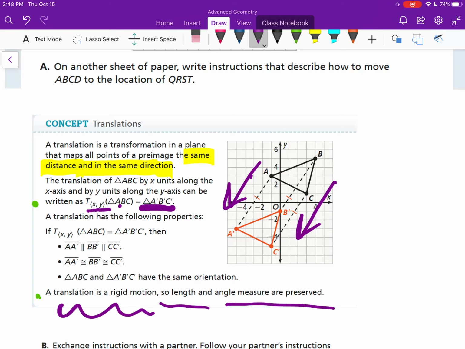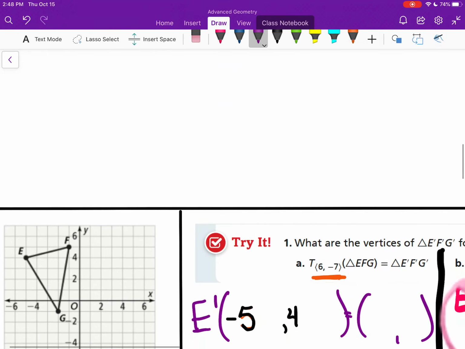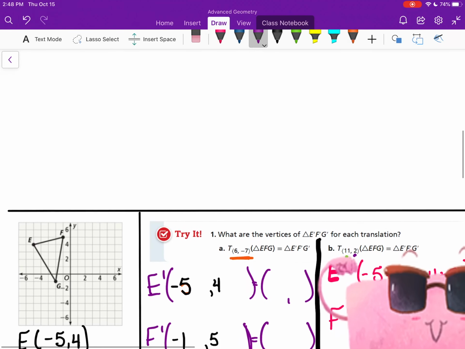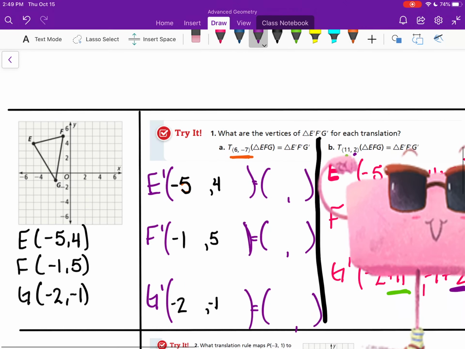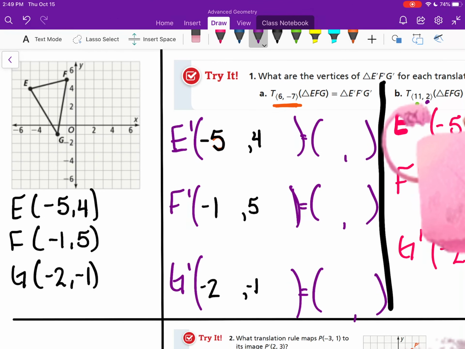So let's jump into example 1. And for example 1, you need to jot down on the left-hand side these vertices of a given triangle, E, F, G, where E is at negative 5, 4, F is at negative 1, 5, and G is at negative 2, negative 1. We want to find the vertices of E prime, F prime, G prime for the translation.